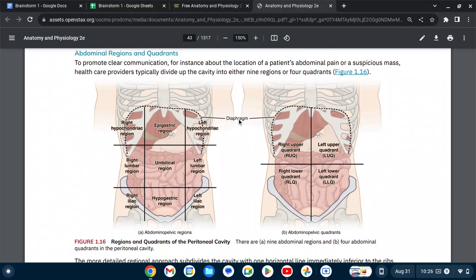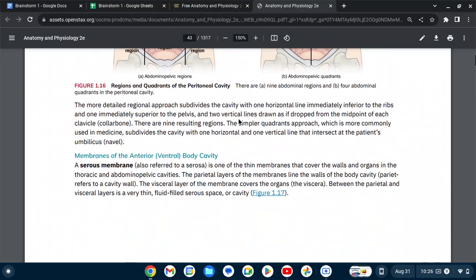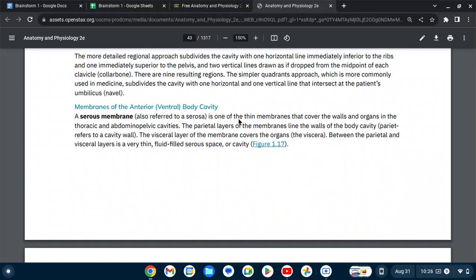Abdominal regions and quadrants. To promote clear communication, for instance, about the location of a patient's abdominal pain or suspicious mass, healthcare providers typically divide up the cavity into either 9 regions or 4 quadrants. The more detailed regional approach subdivides the cavity with one horizontal line immediately inferior to the ribs and one immediately superior to the pelvis, and 2 vertical lines drawn as if dropped from the midpoint of each clavicle. There are 9 resulting regions.